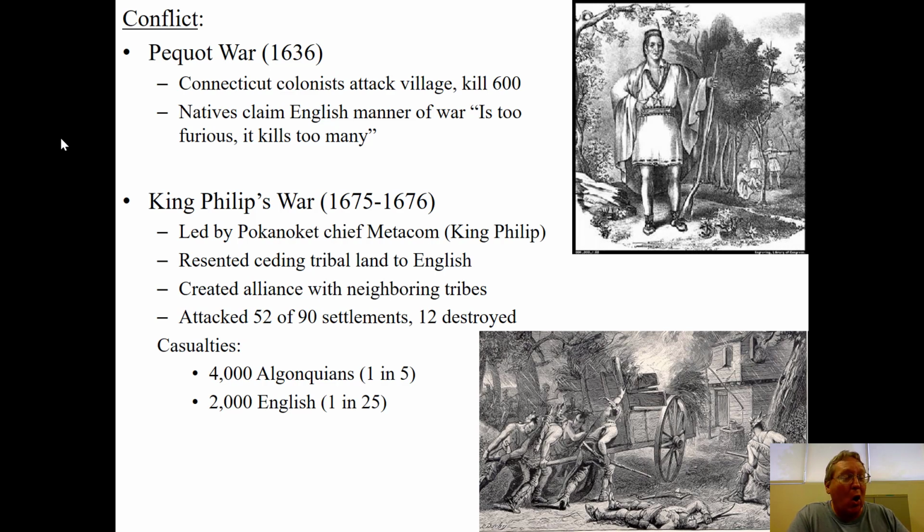They're attacking all over the place. They destroy, burn to the ground 12 of these towns, taking people prisoner, killing men, women, and children. The natives are going to do to the English what the English have been doing to them for years now. It is a brutal conflict that goes on for about a year.